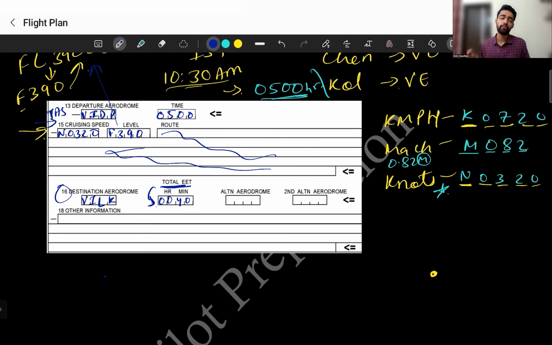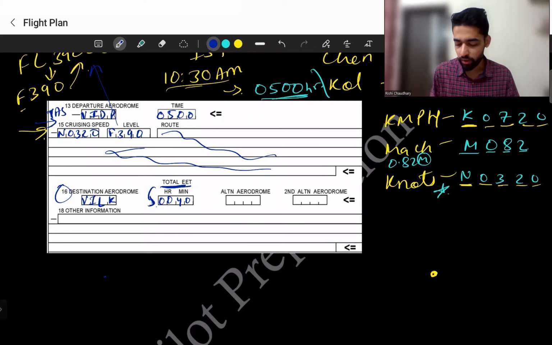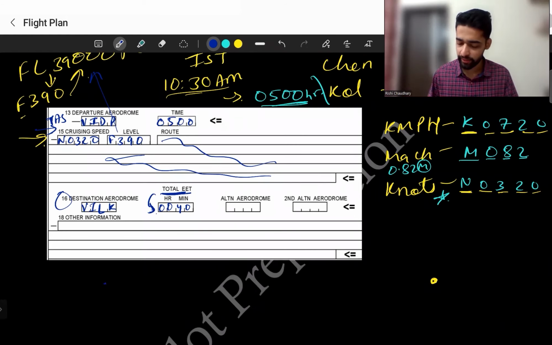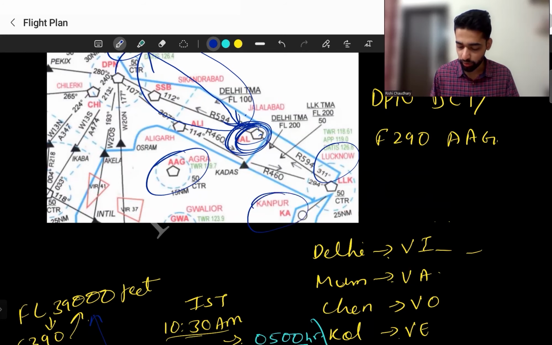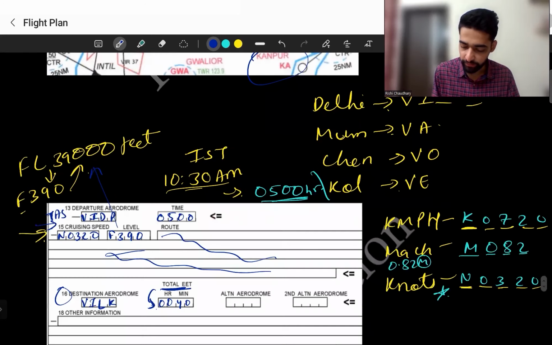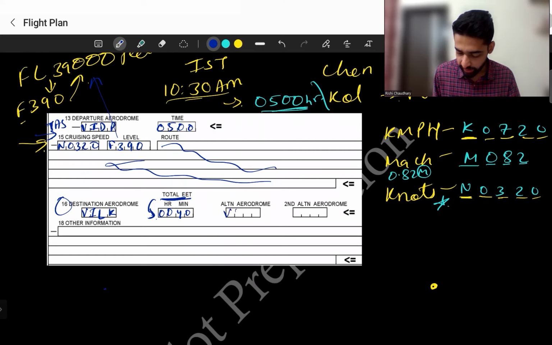So the third part of item number 16 is talking about alternate aerodrome. There could be any alternate aerodrome. Let's see if we have an alternate aerodrome here. This is the place where we want to land, but we can even land at Kanpur. So I can use Kanpur also, Ka for Kanpur. So I can say Victor India Kilo Alpha for Kanpur. Now let's come to item number 18. Item number 18 is nothing but other information you are carrying.